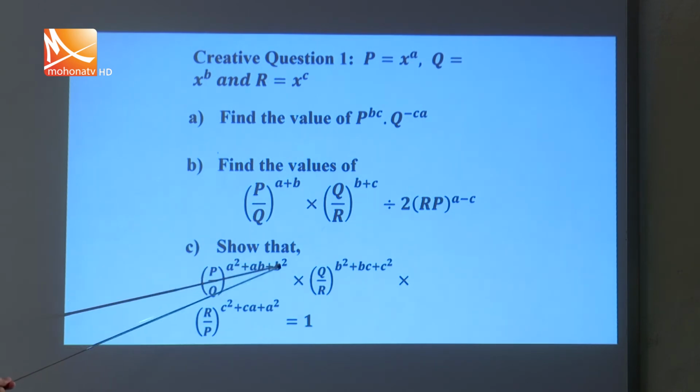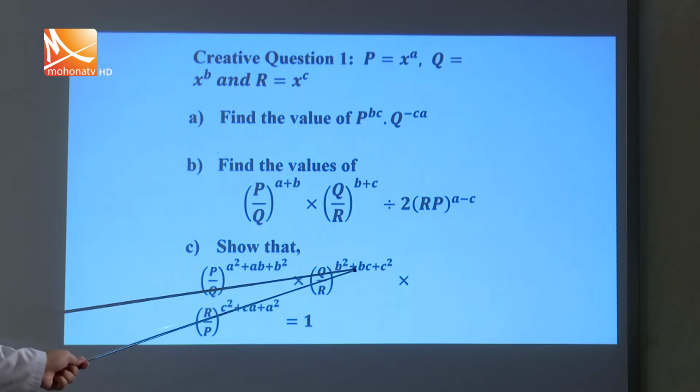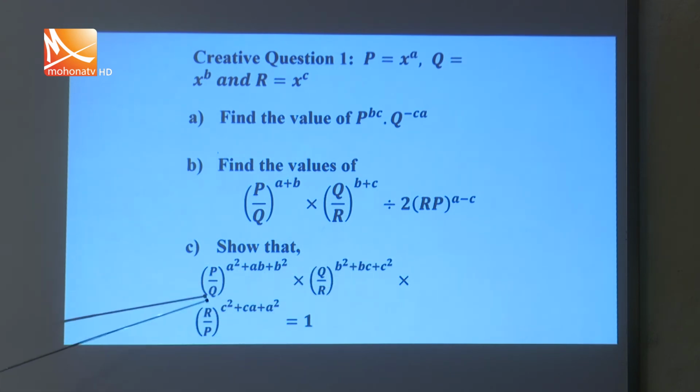And in question c, we have to show that (p by q) whole to the power a square plus ab plus b square, into (q by r) whole to the power b square plus bc plus c square, into (r by p) whole to the power c square plus ca plus a square, equal to 1. Let us see the solution.